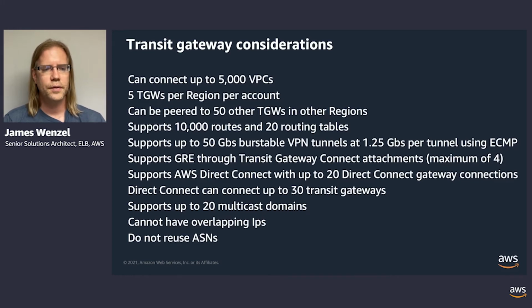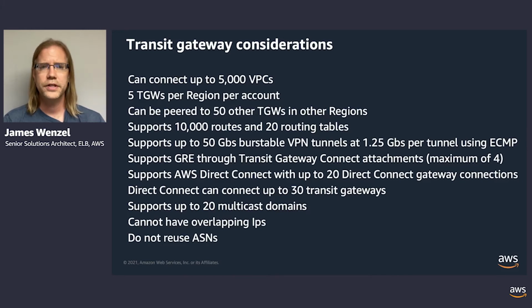It also supports something called GRE, or generic tunnel, through the Transit Gateway Connect attachments. And there's a maximum of 4 of those, and we'll talk about that in a little bit. And then, of course, Direct Connect can have up to 30 transit gateways connected to it. So there's quite a lot of things that Transit Gateway gives us as a central connectivity piece when we want to connect back to our on-premises.